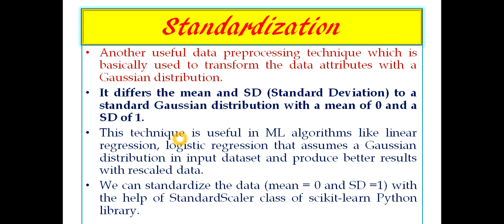So we can standardize data to mean 0 and SD 1 with the help of one class known as the StandardScaler class of the scikit-learn Python library. Do you remember the StandardScaler class of the scikit-learn Python library? This will be used to standardize the data.